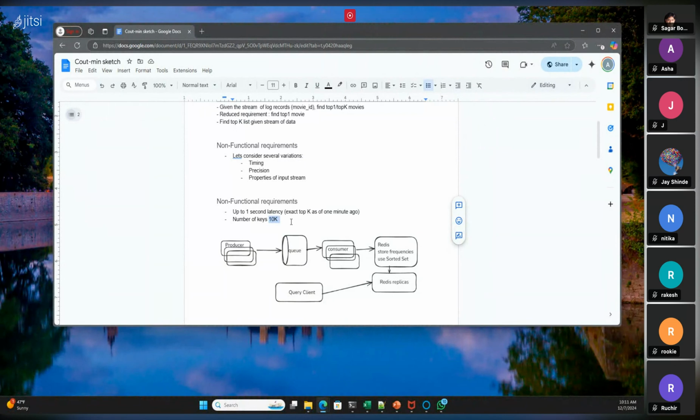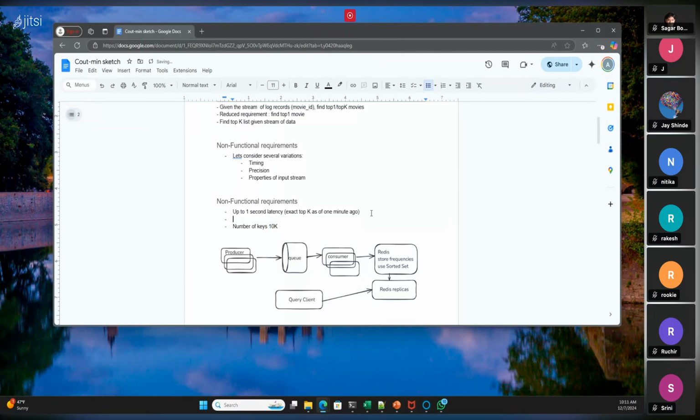But when it comes to calculating the top K, this is still a case where we have precise requirements. A precise answer is needed. So for a precise answer, you would need to scan all the keys, sort them, or put them in a heap. Don't have to sort, just put them in a heap, and then you have your answer.